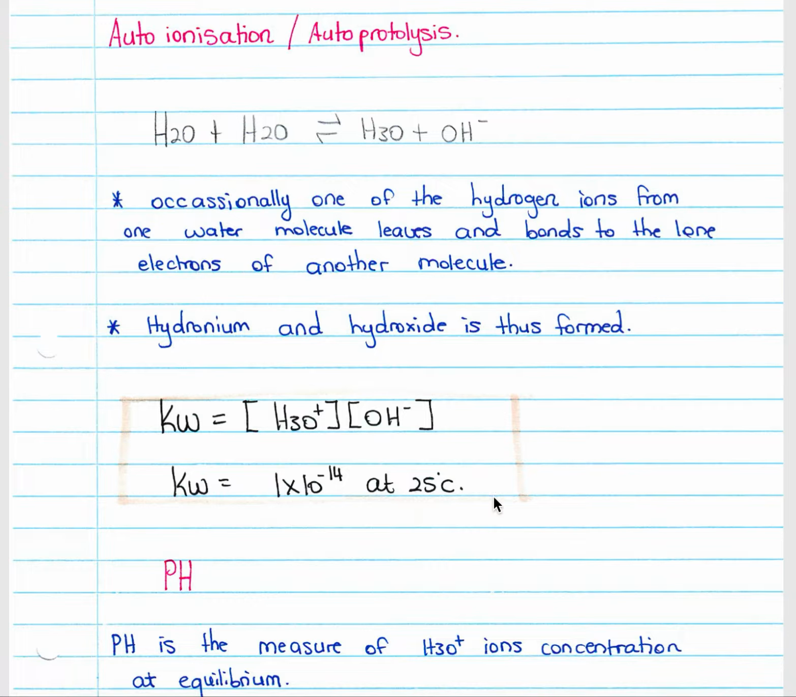You will then use this as your basis to work that out, and you would put Kw as 1 times 10 to the negative 14, sub in the value for the concentration of H3O plus, and solve for OH minus. In the same way, they may give you OH minus, and you must solve for H3O plus.